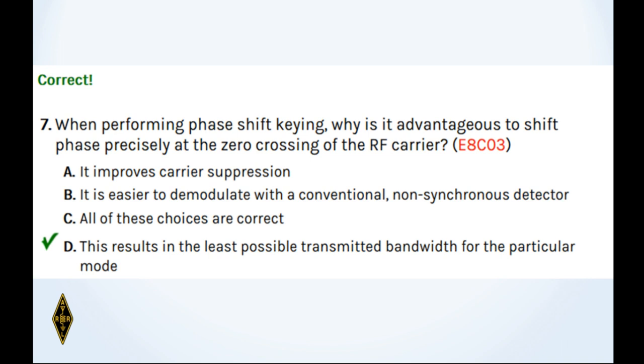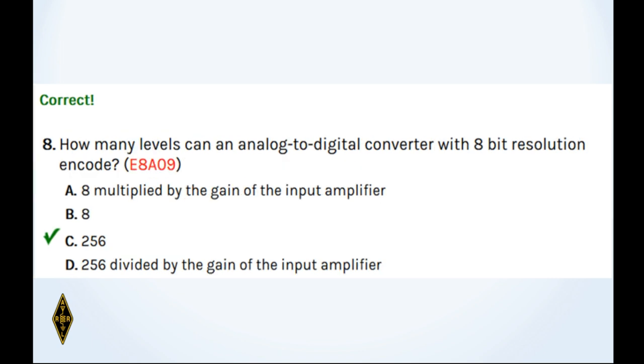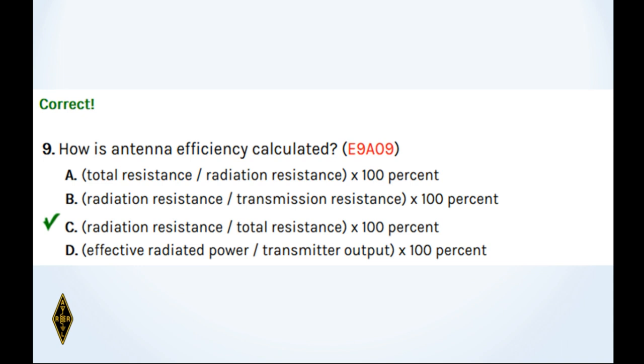And seven, when performing phase shift keying, why is it advantageous to shift the phase precisely at the zero crossing? Well, Dave told us that it's D. This results in the least possible transmitted bandwidth for the particular mode. PSK31 uses this. And eight, how many levels can an analog to digital converter with 8-bit resolution have? Yep, 2^8 or 256. And how is antenna efficiency calculated? Well, that's the good resistance, also known as radiation resistance, divided by the total resistance times 100. So 9C.